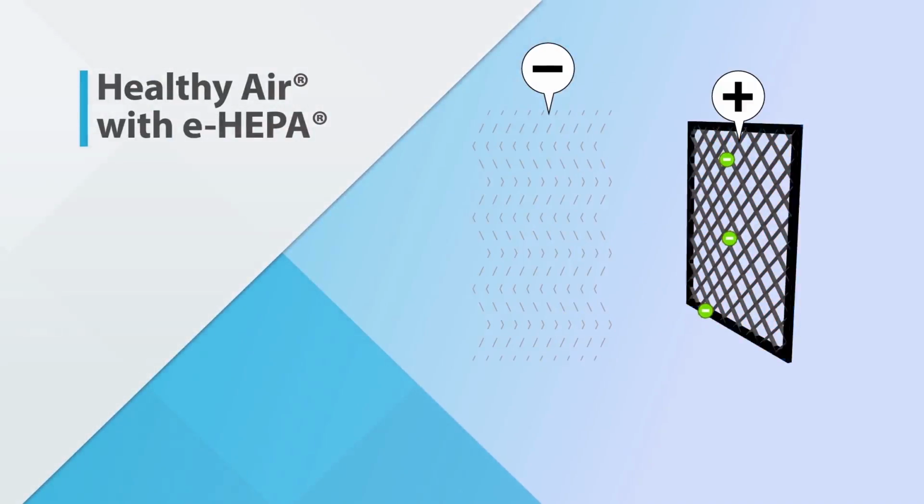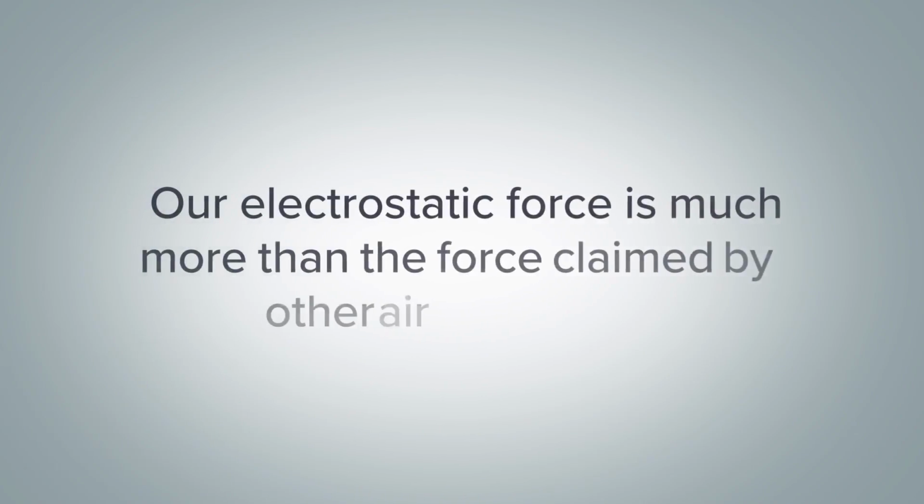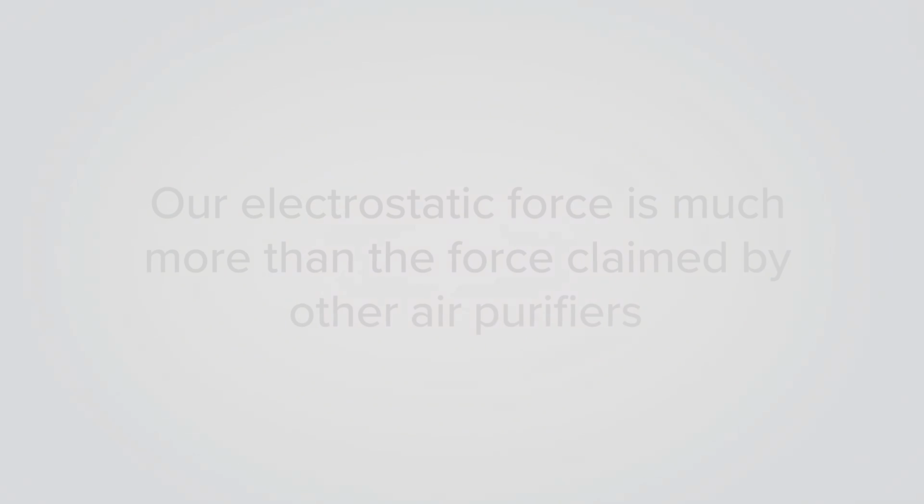We then apply an energy field to the filter, polarizing the fibers of the HEPA filter to have the opposite charge. Then the electrostatic attraction of the negative charge on the particle toward the positive charge on the fibers of the HEPA filter will help capture the smallest particles at the highest rate. We then apply a 10 kilovolt energy field to the filter to highly polarize it, so our electrostatic force is much more than the force claimed by other air purifiers.